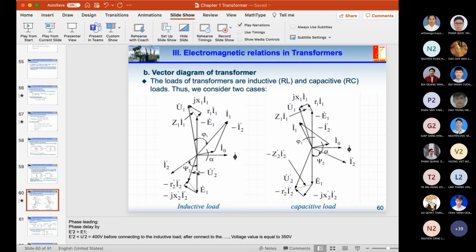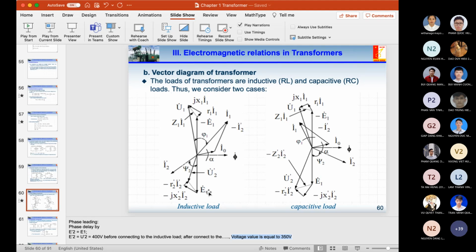After connecting to the inductive load, you can see the voltage like this. Because of the inductive load, the voltage value on the secondary winding of the transformer is not the same as the value before. If you look at the voltage of the secondary winding in the vector diagram, you can see here where we get E2.